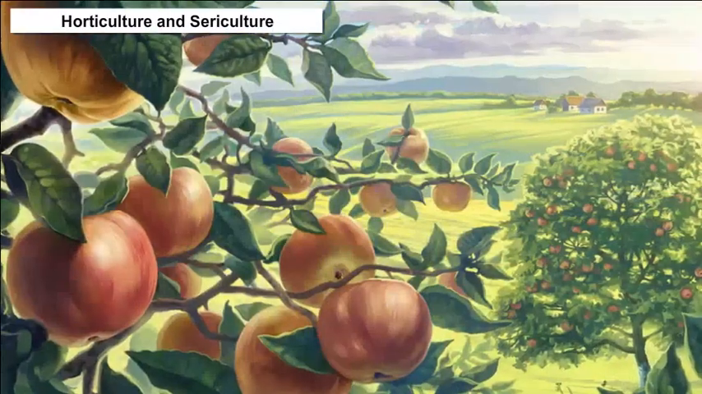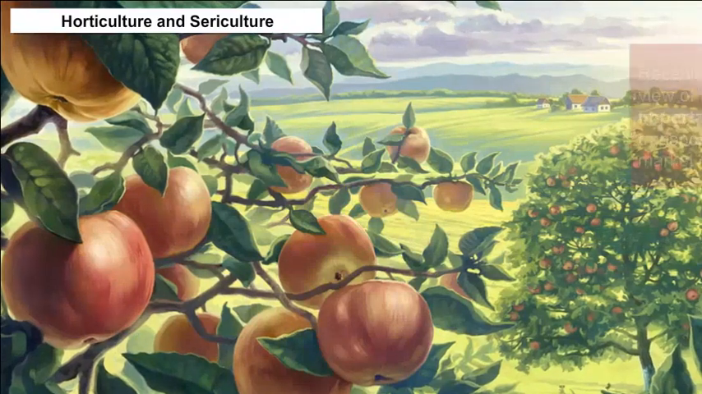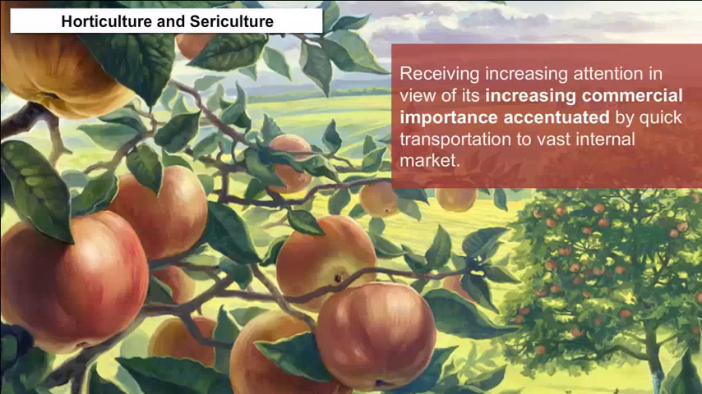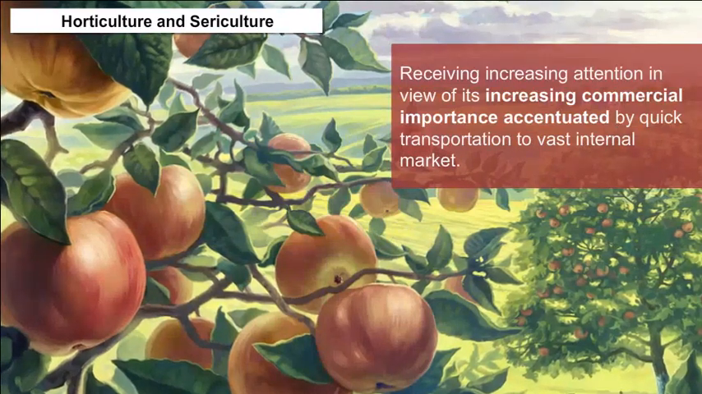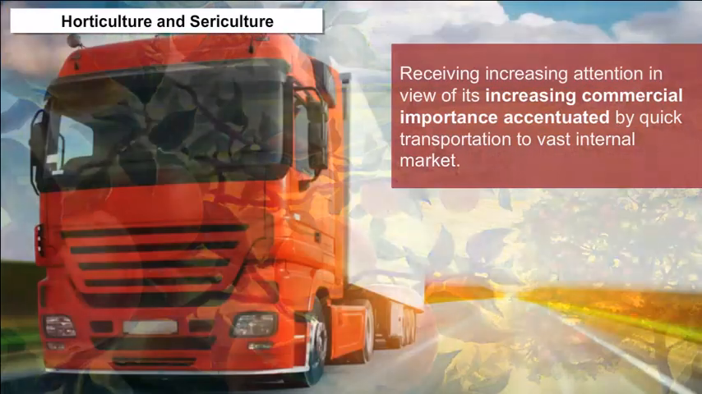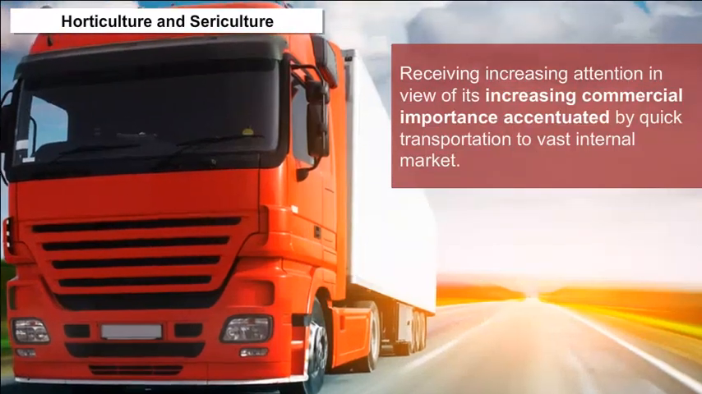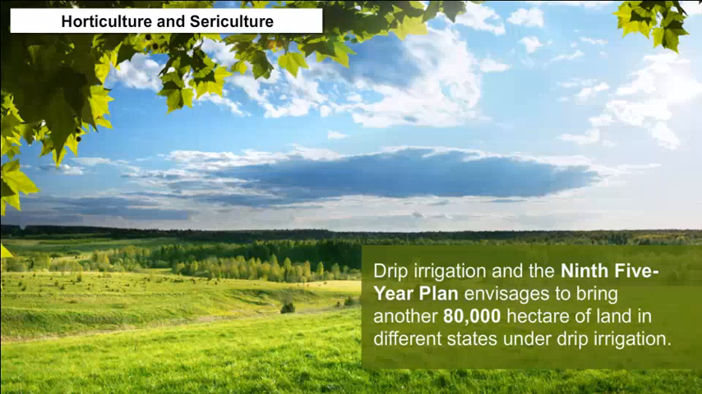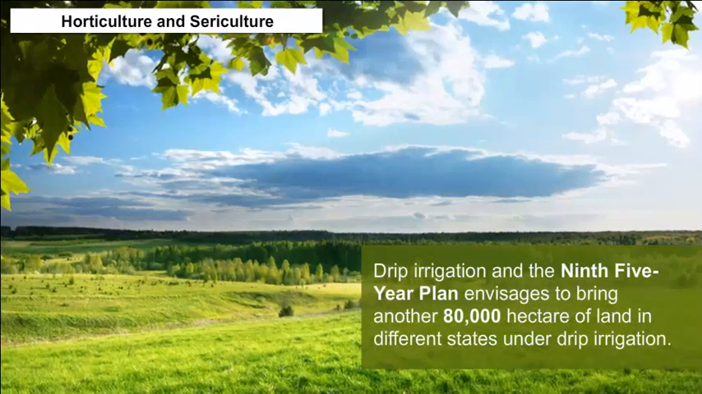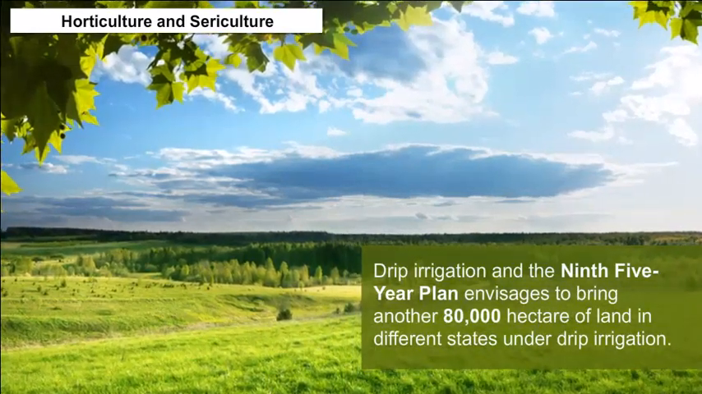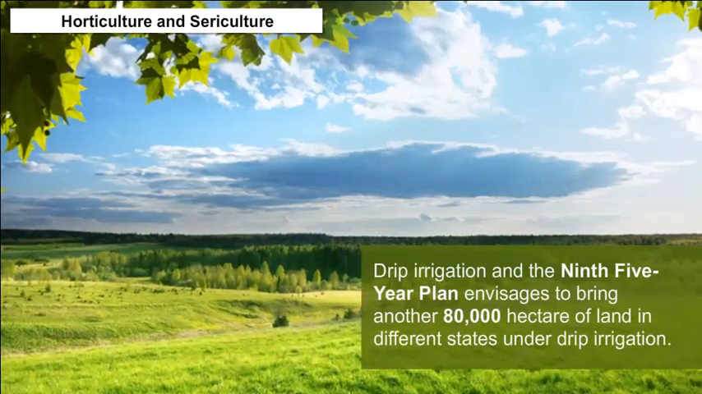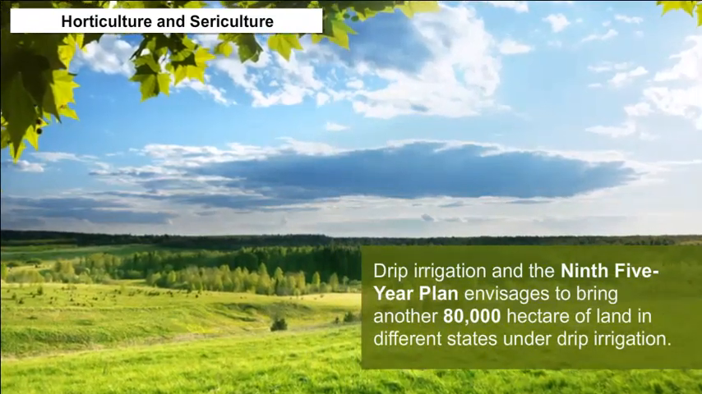Horticulture crops, particularly fruits, are now receiving increasing attention in view of their increasing commercial importance, accentuated by quick transportation to vast internal markets. More than 3 lakh hectares have been brought under drip irrigation, and the ninth five-year plan envisages bringing another 80,000 hectares of land in different states under drip irrigation.